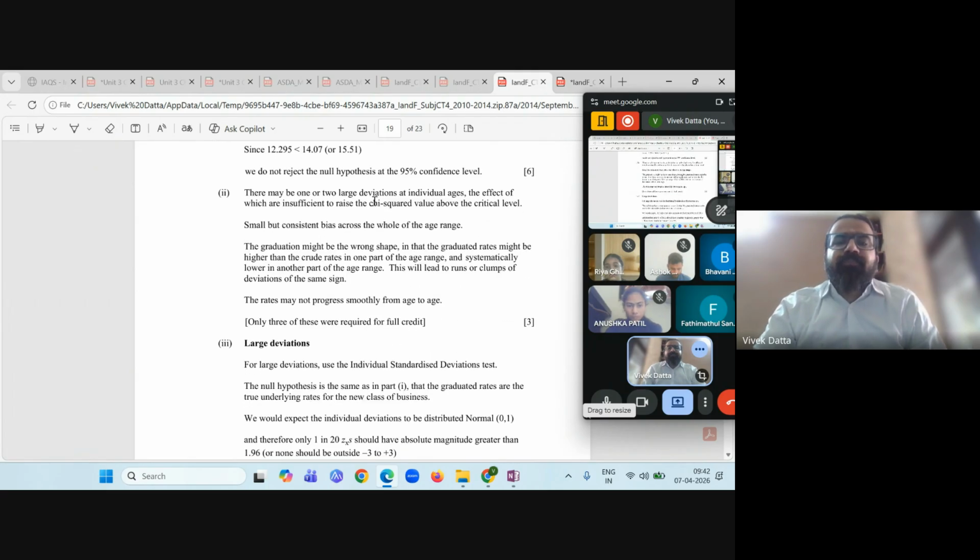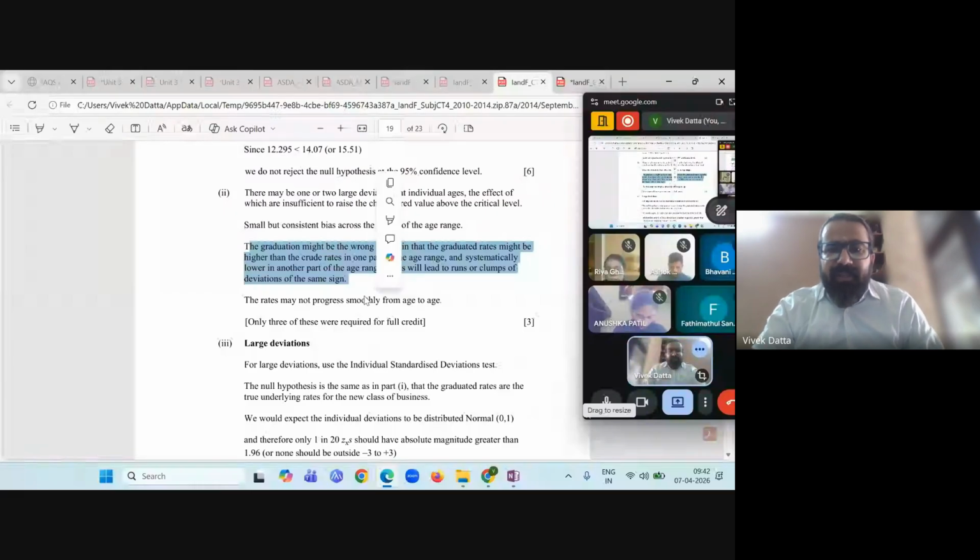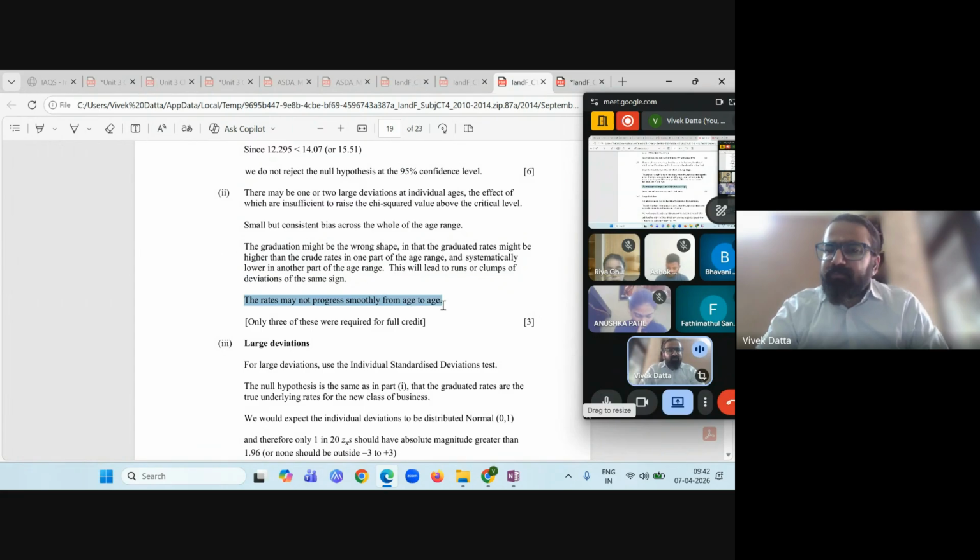Now, what are the defects? There may be 1 or 2 large deviations at individual ages, the effect of which is insufficient to raise the chi-square value above the critical value; small but consistent bias; and maybe of the wrong shape, which is the grouping of the signs. And the fourth one, if needed, the rates may not progress smoothly from age to age. And here you can see only 3 were required for full credit.